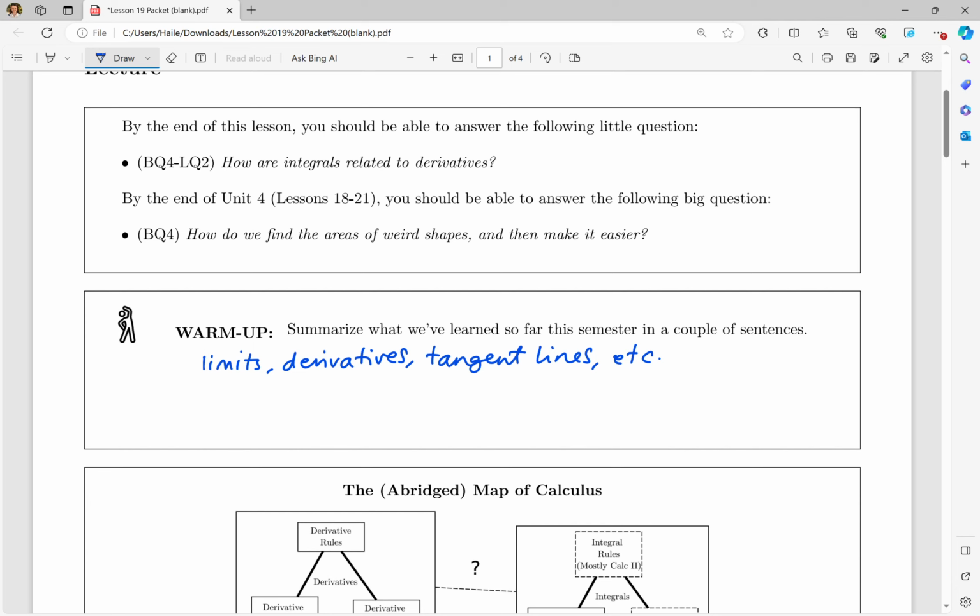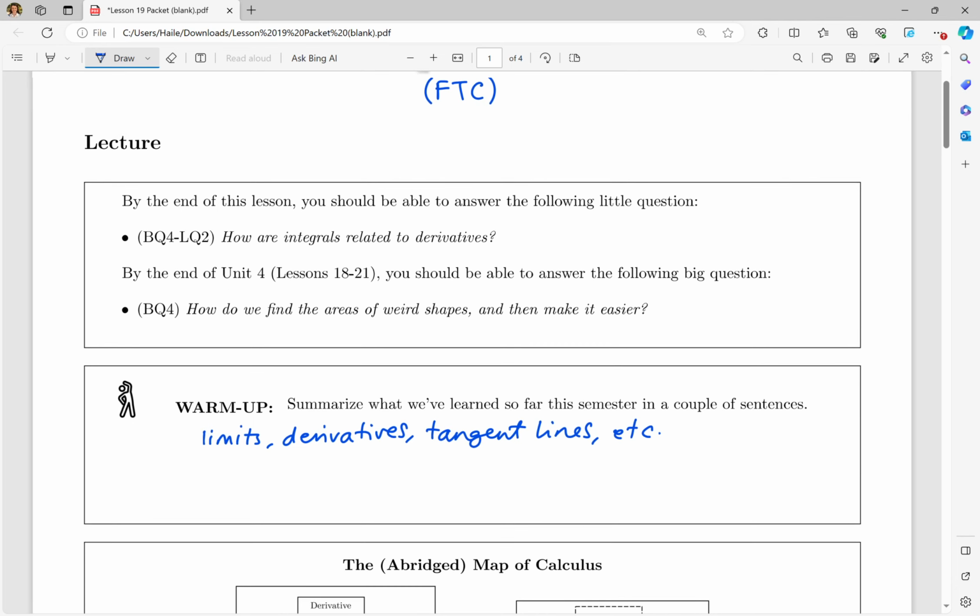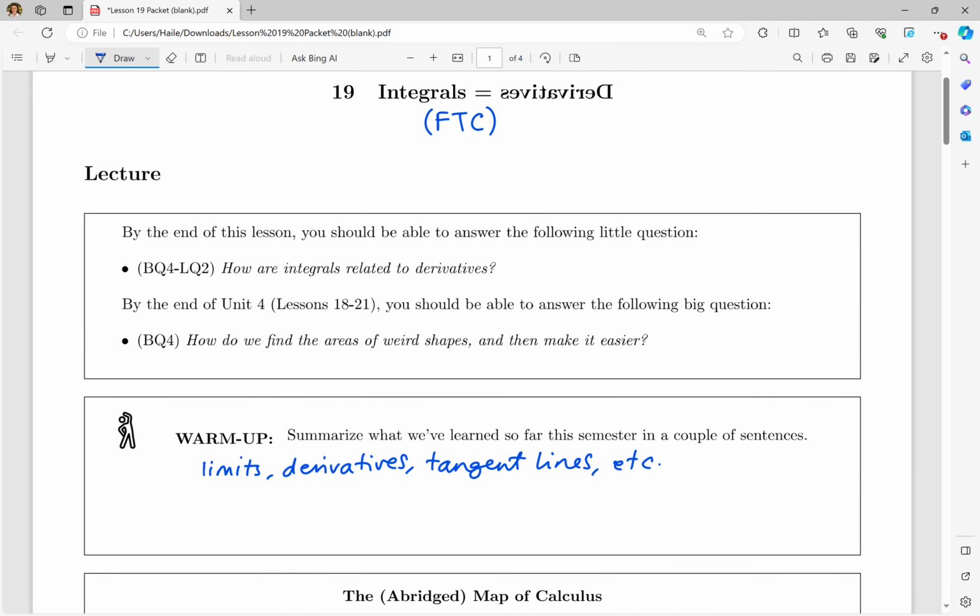And what I kind of want you to start thinking about is that all of these things are very closely interrelated. So we've seen derivatives and tangent lines are very closely related, right? The derivative is the slope of a tangent line. Or we can say a derivative is the limit of the slope of a tangent line. So really all of these three words are very interrelated.